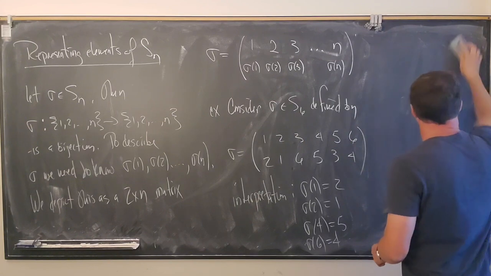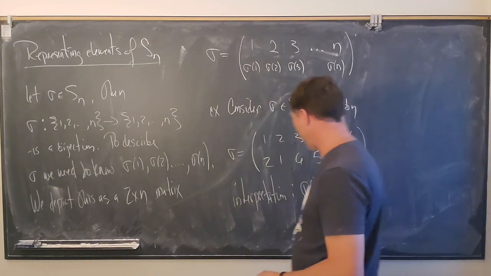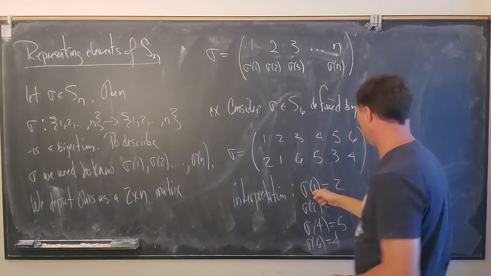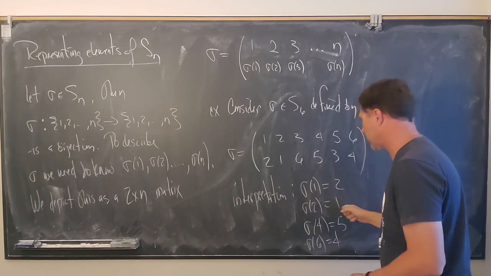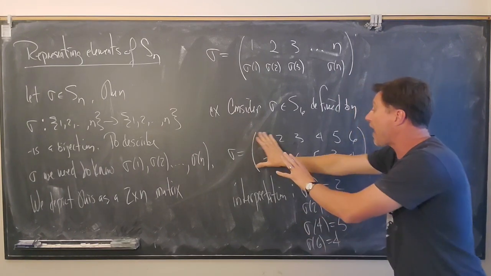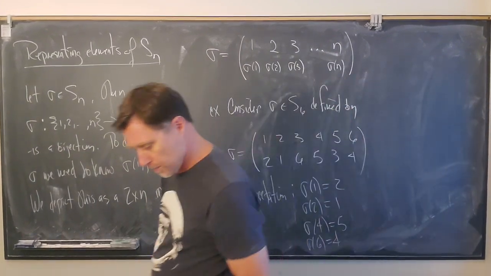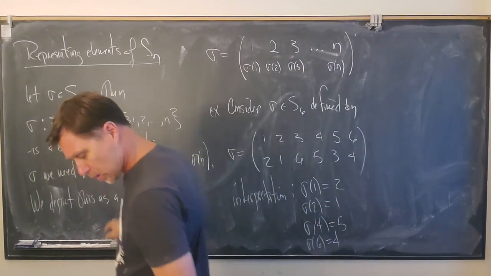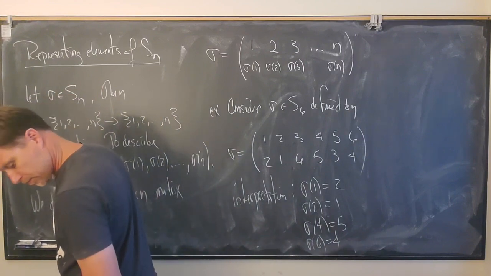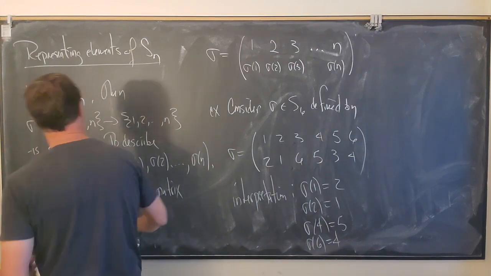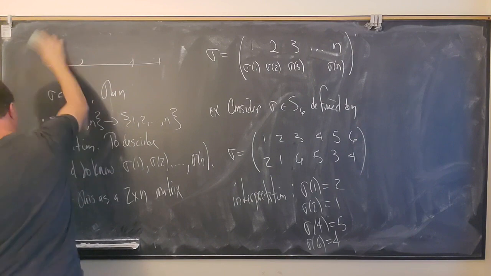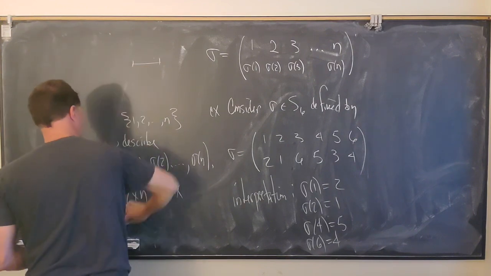Okay, so it's sort of a shorthand rather than writing out the formula. Sigma of 1 equals 2, sigma of 2 equals 1, sigma of 3 equals 6, and so on. That takes care of that with this sort of shorthand notation. So, for example, let's do another example.